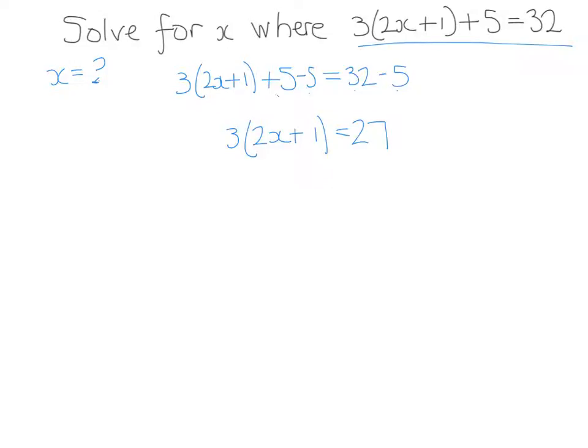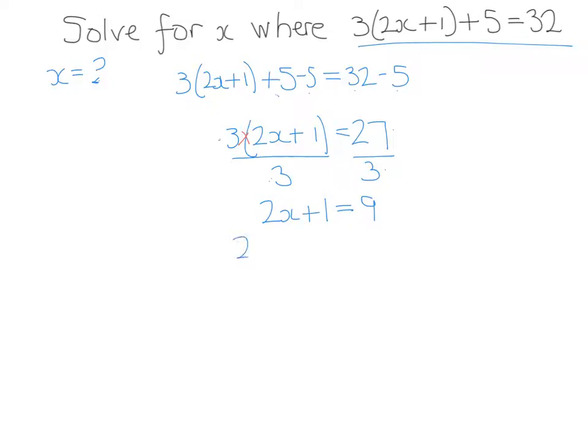Now the next thing I'm going to do is get rid of this times 3. The opposite of timesing by 3 is dividing by 3, and I'll do that to both sides as well. So times by 3, divide by 3, cancels out and leaves me with 2x + 1, and 27 divided by 3 is 9. Now this equation is relatively easy to solve, and you might even be able to solve it by inspection, just by looking at it.